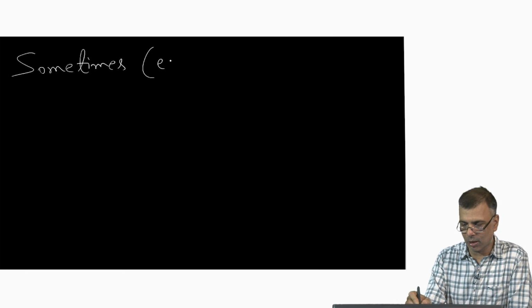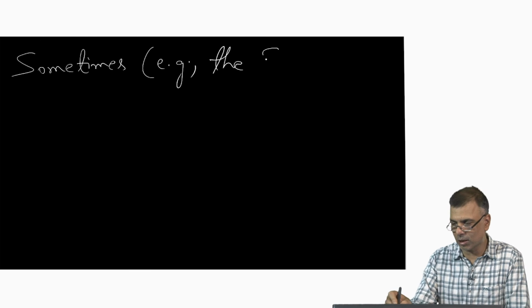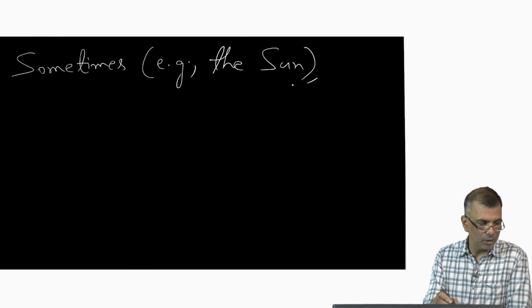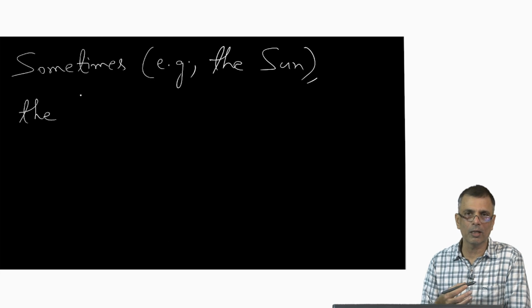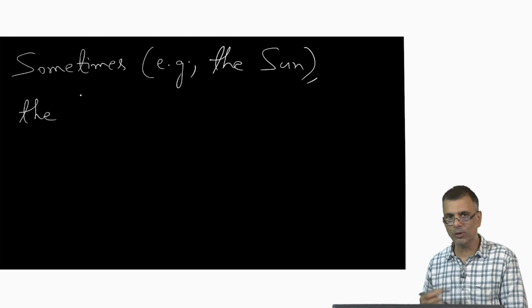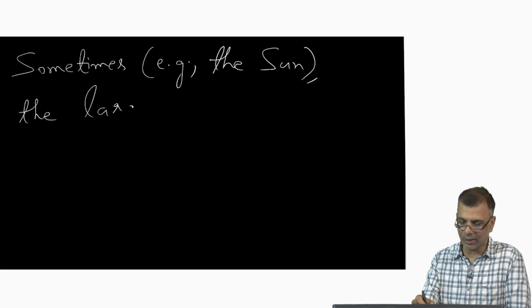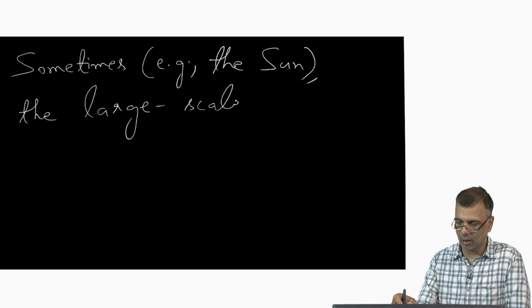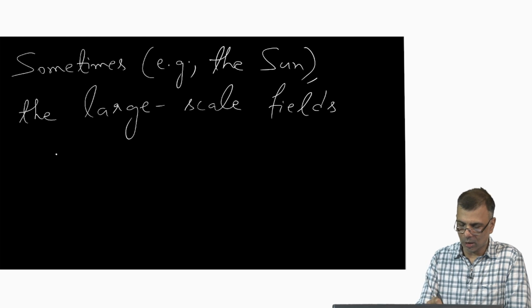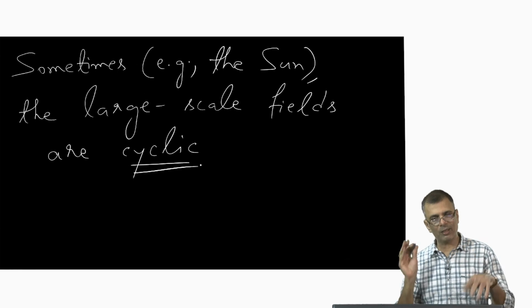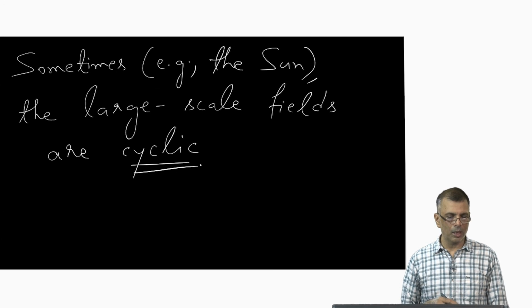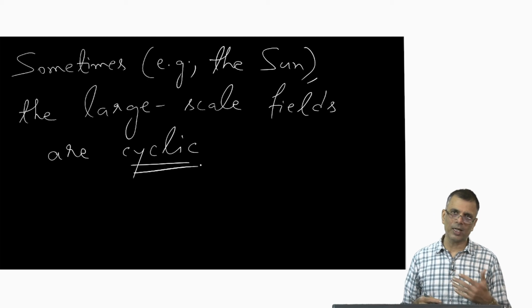There are some other complications that sometimes arise, for instance, in the context of the sun. The large scale magnetic fields which have been generated, and somehow you can show that they are able to sustain, are also cyclic. In other words, the large scale fields are cyclic in time. They grow, then they die, they grow again, and they die again. Okay, that's another complication, and we will not get so much into that.